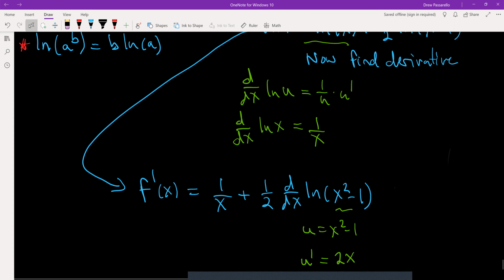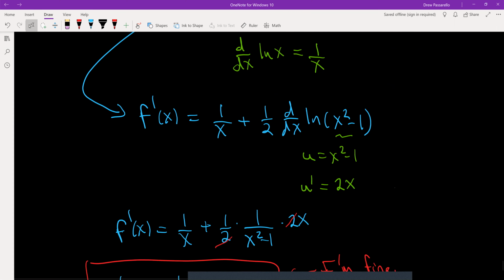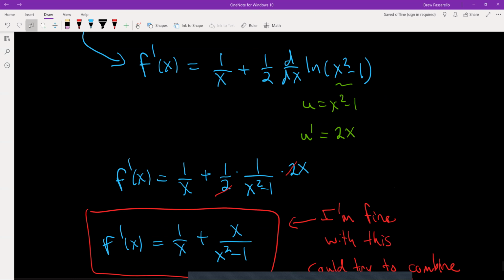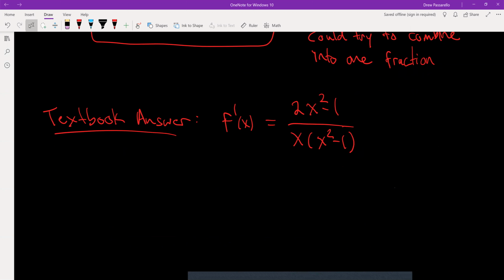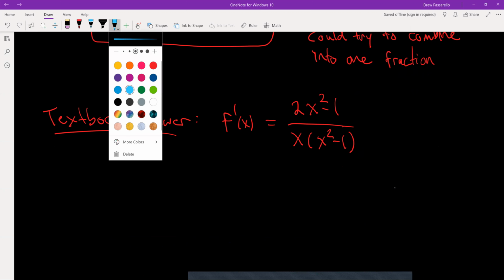The second one, taking the derivative of natural log of x squared minus 1, u is x squared minus 1. So u prime, derivative of x squared minus 1 is 2x. So that's why it turns into 1 over x squared minus 1 times 2x. Okay, so that's that one. Now I'm going to go into integrals.